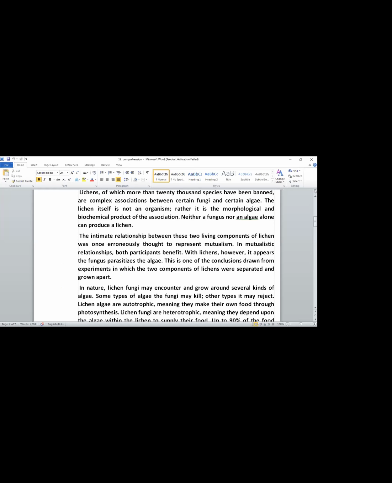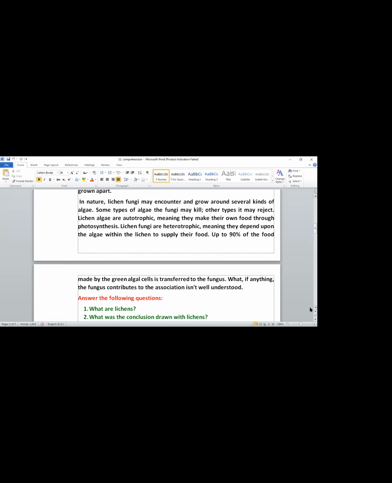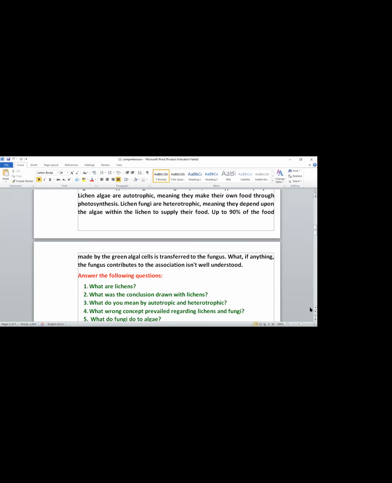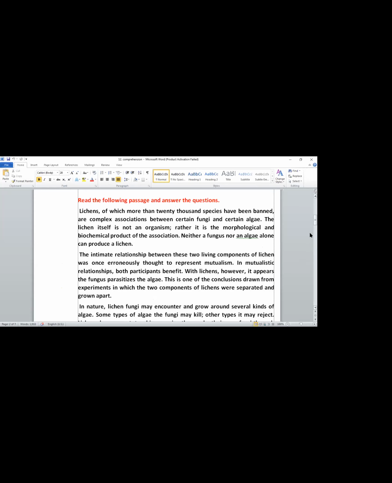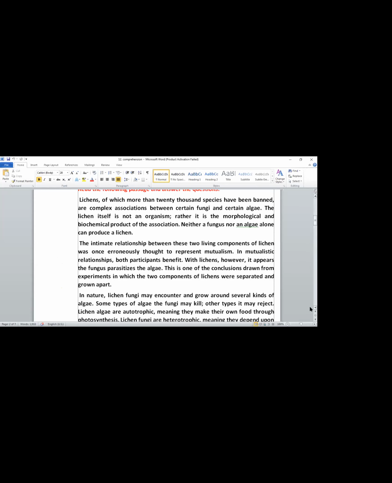Now, please below, second question. Yes. What was the conclusion drawn with lichens? Again, passage. Conclusions drawn with lichens. So now again up with the passage. Can you see the second answer? What was the conclusion?